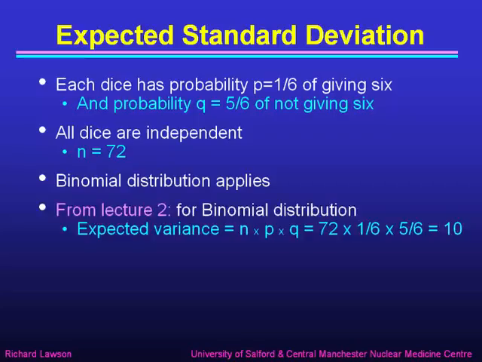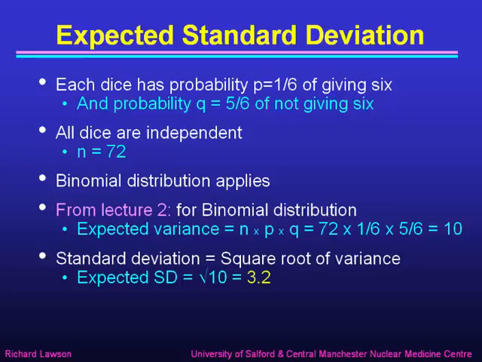From lecture 2 you will hopefully remember one of the properties of the binomial distribution was that the expected variance is n times p times q. In this case n is 72, p is 1 over 6 and q is 5 over 6. We multiply those together and you get just 10. So the expected variance is 10. We're asked for the standard deviation, which is the square root of the variance. So the expected standard deviation is just the square root of 10, which is 3.2.